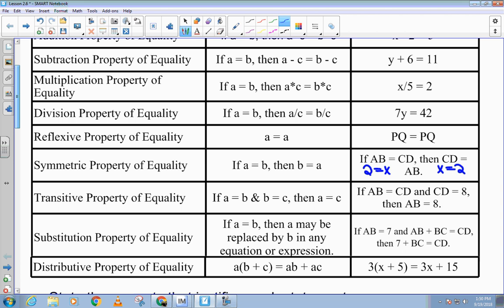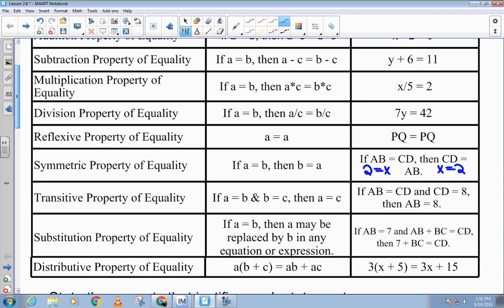Then we have the transitive property. I think of it as hooking together like a train. If A equals B and B equals C, then A equals C. So if A equals B and B is equal to a third number, then A is equal to that third number. It's kind of like the law of syllogism, except the law of syllogism uses if-then statements, and the transitive property uses equations or congruent statements. Here's an example: if AB equals CD and CD equals 8, then AB equals 8. That's transitive. It goes together like a train.